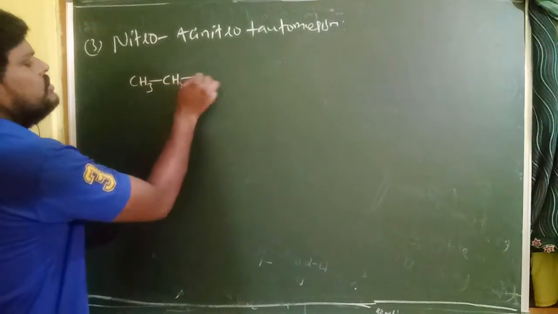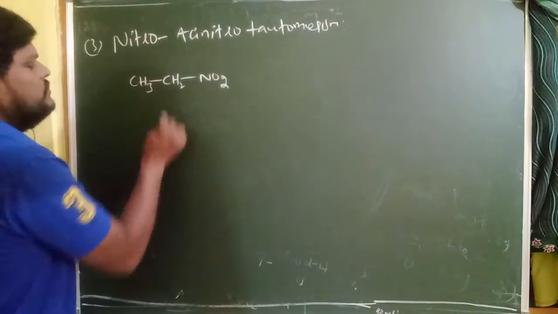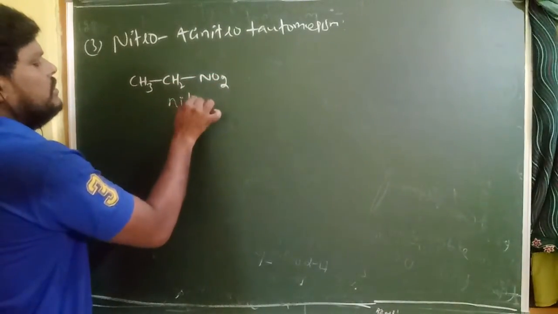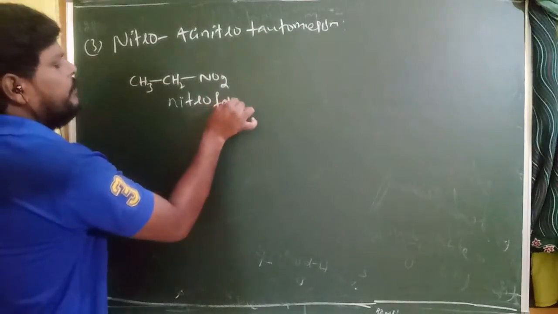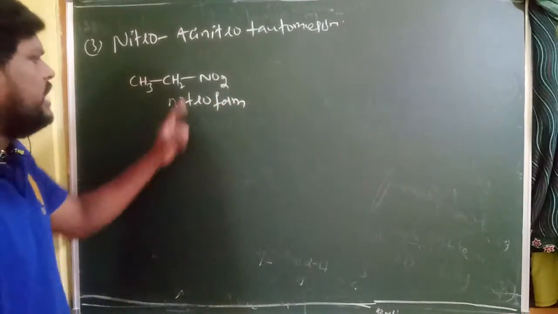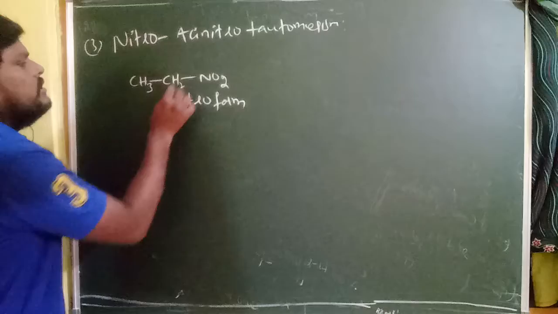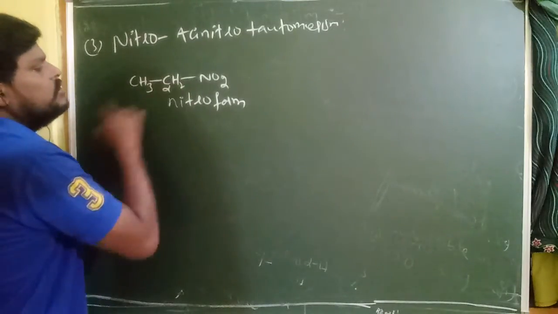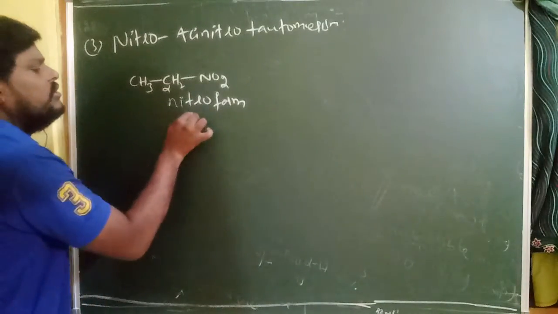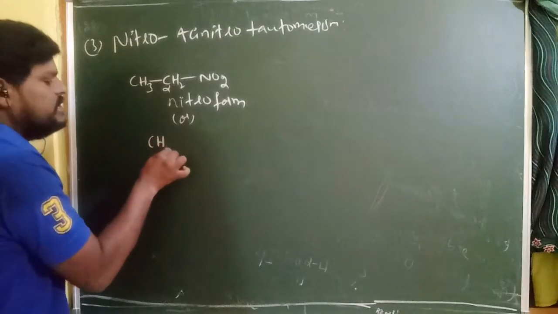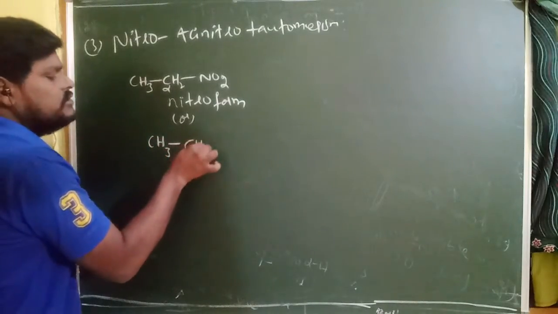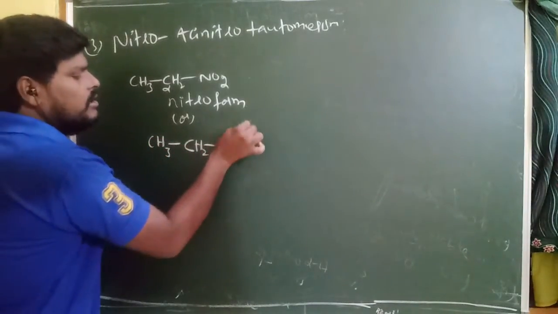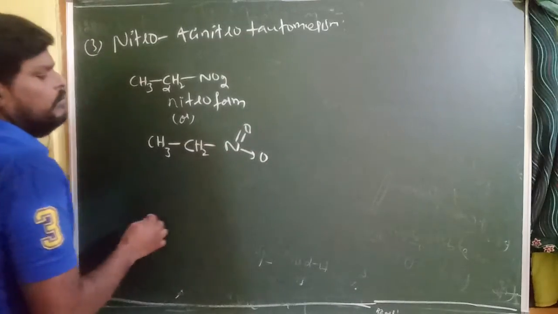CH3CH2NO2. This is the nitro form, or according to the IUPAC system, nitroethane. Here this is the alpha carbon, and two alpha hydrogens are there. So I want to write the structure of this compound for understanding purposes: CH3CH2N double bond O.